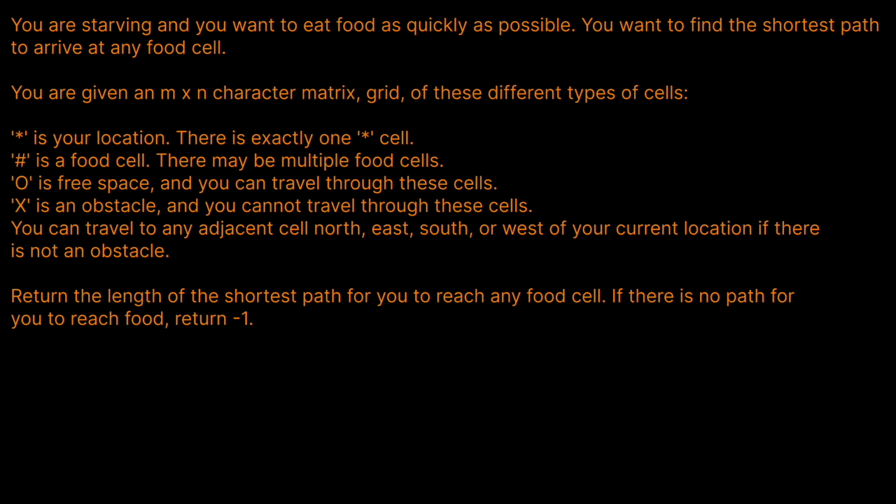You can travel to any adjacent north, east, south, or west tile from your current location if there is no obstacle. And we want to return the length of the shortest path for you to reach any food cell. If there's no path for you to reach, then return -1. Okay, that's the question prompt. Let's look at a few examples.